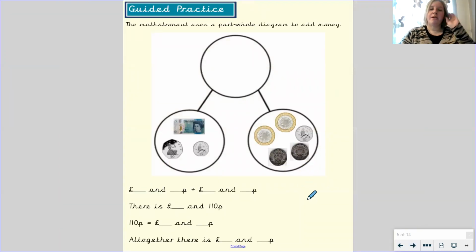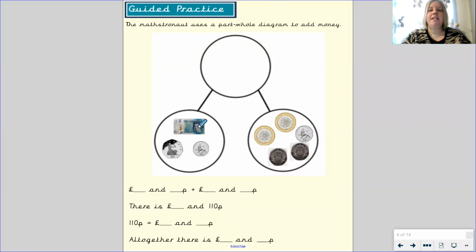Let's have a look at this question. The astronaut uses a part-whole diagram to add money. We need to find the total amount of money that the astronaut has. Let's have a look at our first part. In this part, we have a £5 note, a 50p coin and a 10p coin.